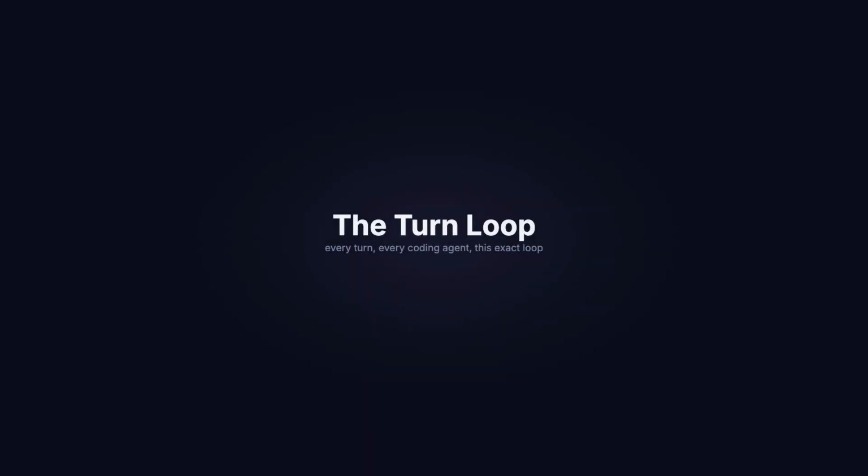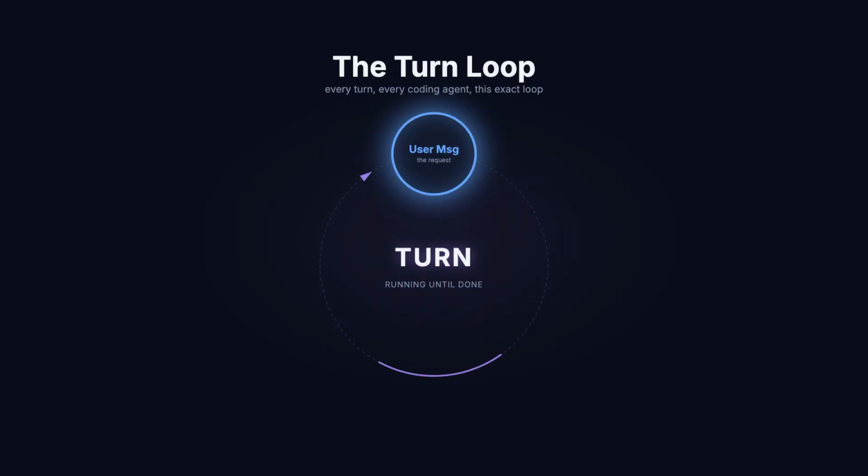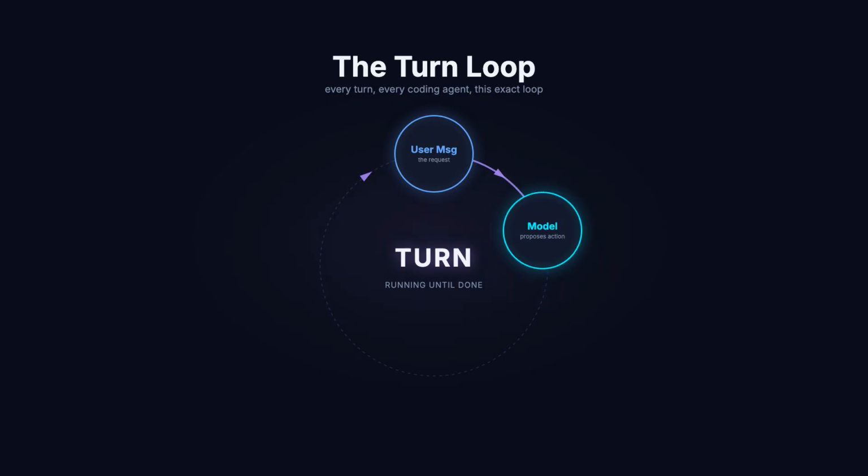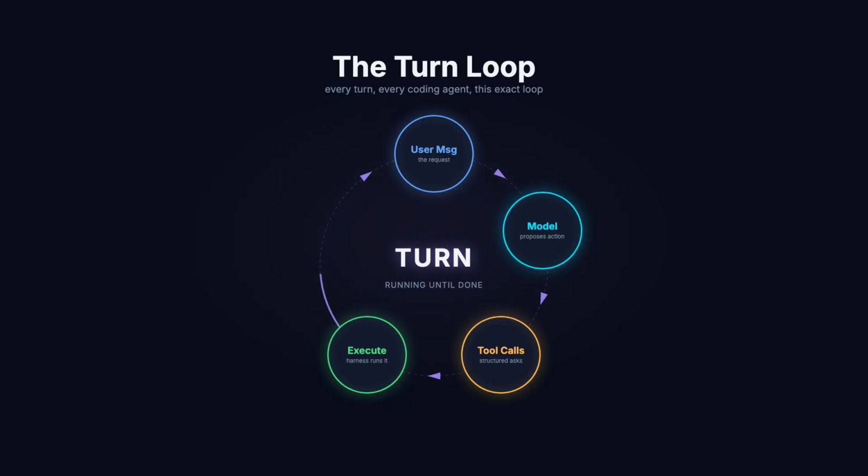Now here's the part that matters most. The turn loop. A user message comes in. The harness sends it to the model, along with the system prompt and the list of available tools. The model responds, sometimes with text, sometimes with tool calls. The harness intercepts those tool calls, executes each one, reading the file, running the test, whatever was requested, and feeds the results back into the context as new messages. Then it calls the model again, and again, until the model stops asking for tools and just answers. That loop, running on every turn, is the entire game.